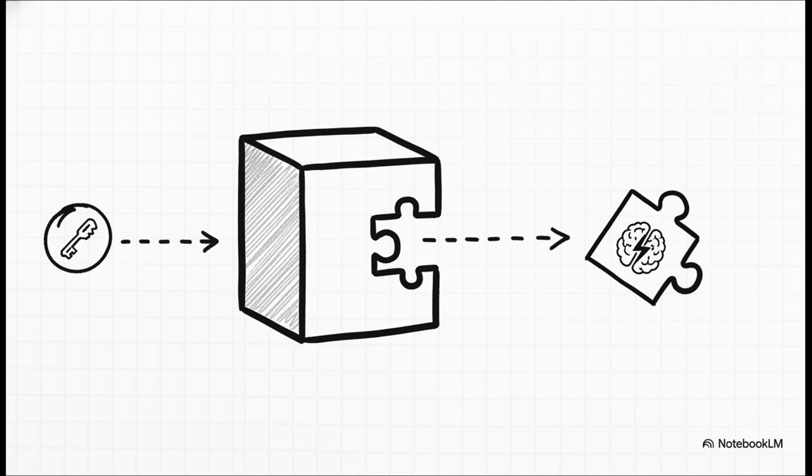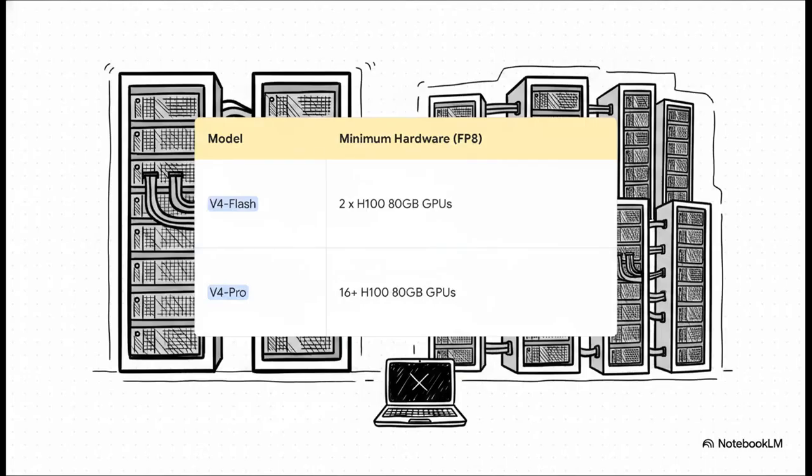You just grab an API key, change the model name in your code to DeepSeek V4 Pro or Flash, and you're off to the races. And here's a huge plus. It's compatible with the OpenAI and Anthropic API formats, so it's basically a drop-in replacement. Super easy to integrate. Now, if you're thinking about self-hosting, let's be real for a second.